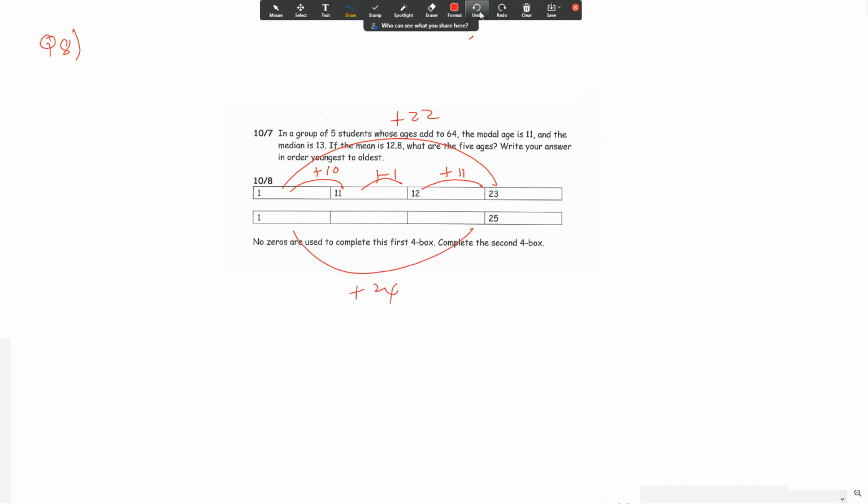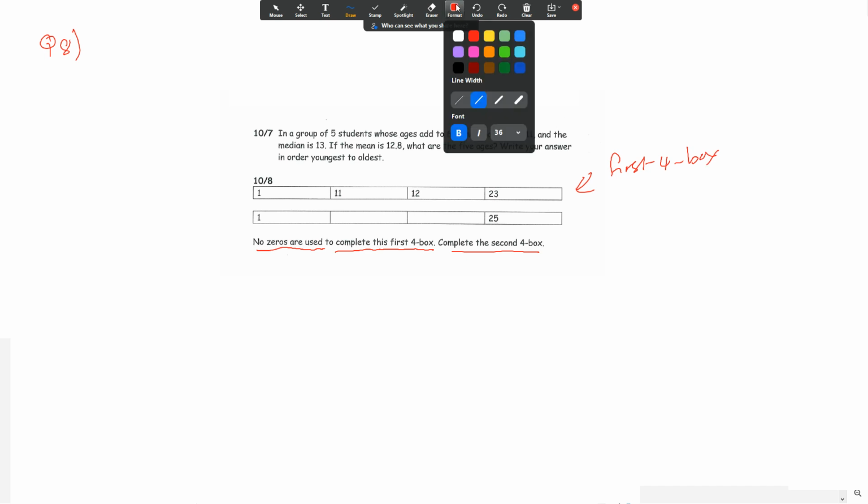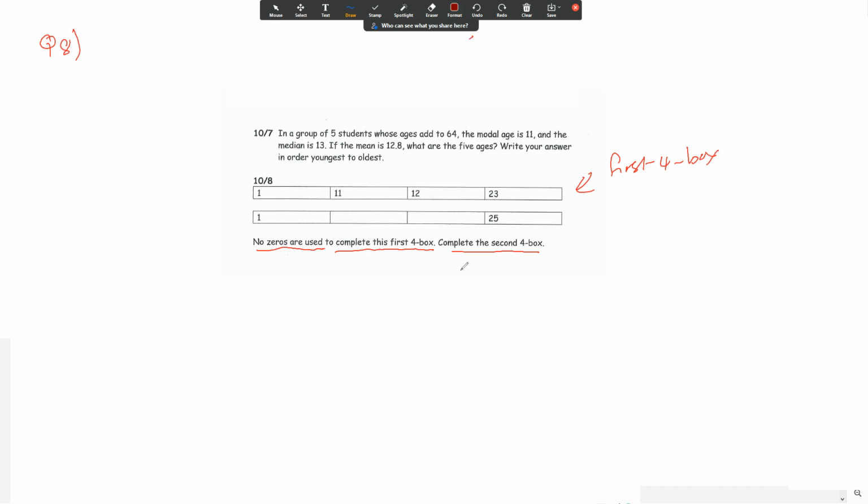Just an analysis. Maybe we don't even need that. Just looking at patterns, trying to find it before we read the question. No zeros are used to complete the first 4 box. Complete the second 4 box. So I'm assuming that is the first 4 box. No zeros are used. So what would the second 4 box look like? And is there something that we need to know here?